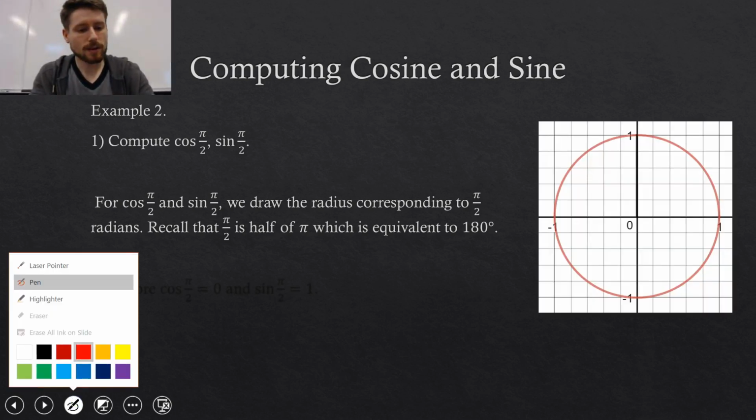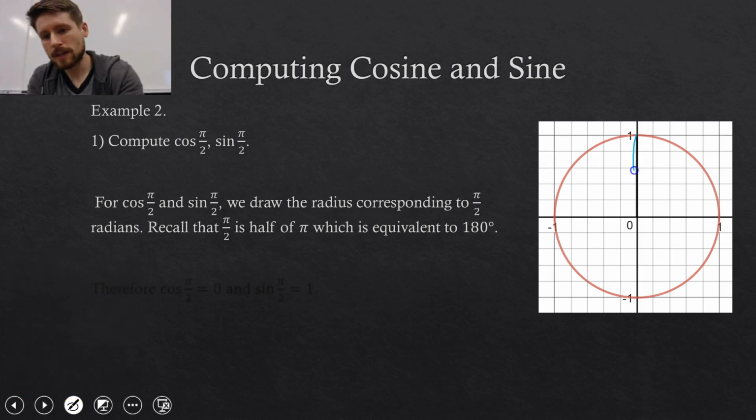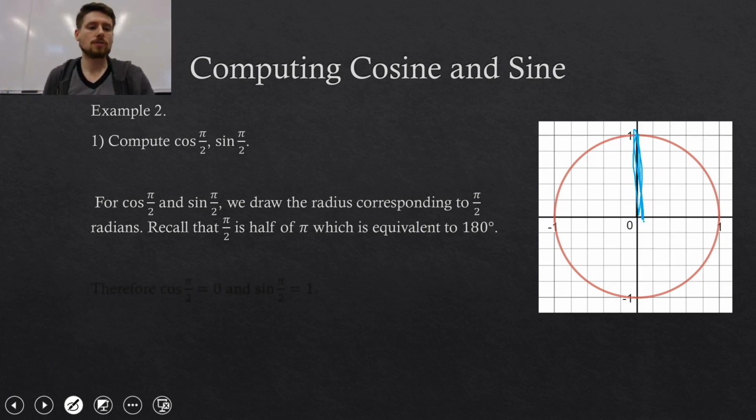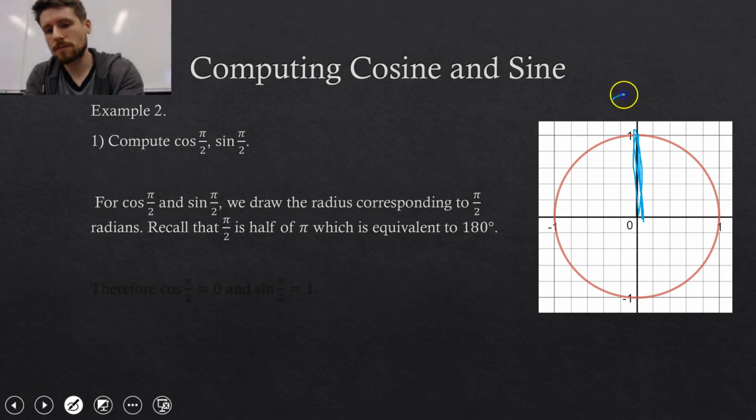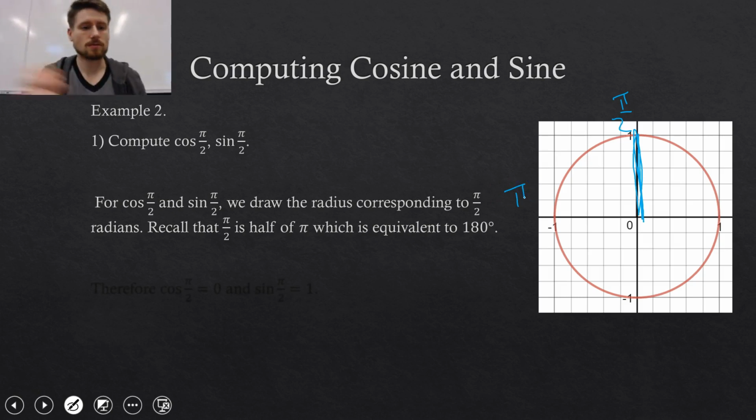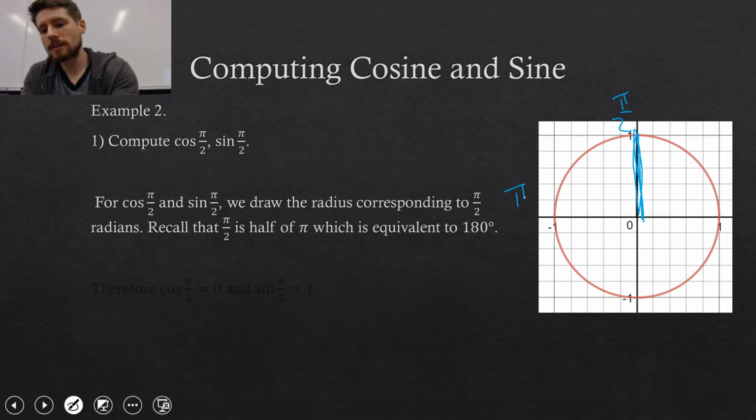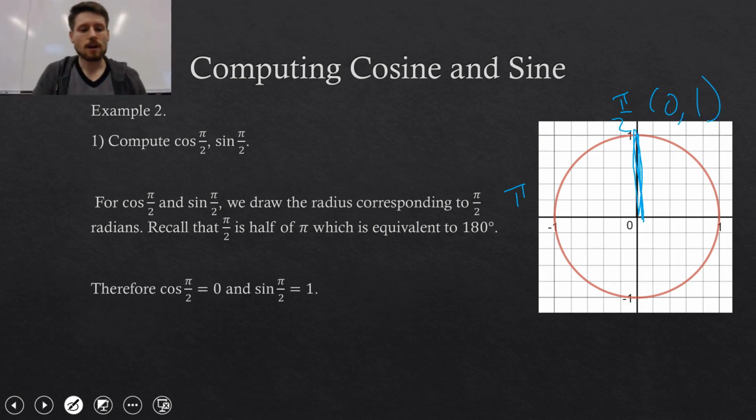Our radius is going straight up. So I'll use blue for this. So it's a 90-degree angle. It's pi over 2 radians. This is pi over 2, because this is pi. Half of pi is pi over 2, so pointing straight up. 180 is pi, half of pi is 90. Based off of what we know about this point, its x-coordinate is 0 and its y-coordinate is 1. Boom, we found the answer. Cosine pi over 2 is 0, sine of pi over 2 is 1.